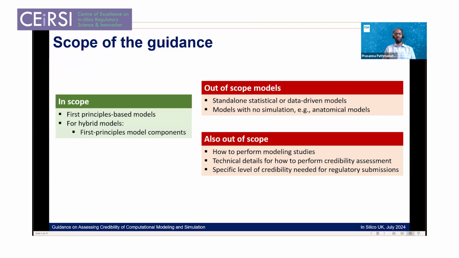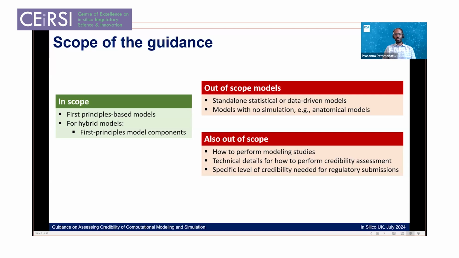So standalone statistical or data-driven models are out of scope. So what people usually think of as AI is out of scope, so generative AI is out of scope. But also out of scope are things like models with no simulation. So just purely anatomical models where there's no prediction being made about function or disease progression, for example.